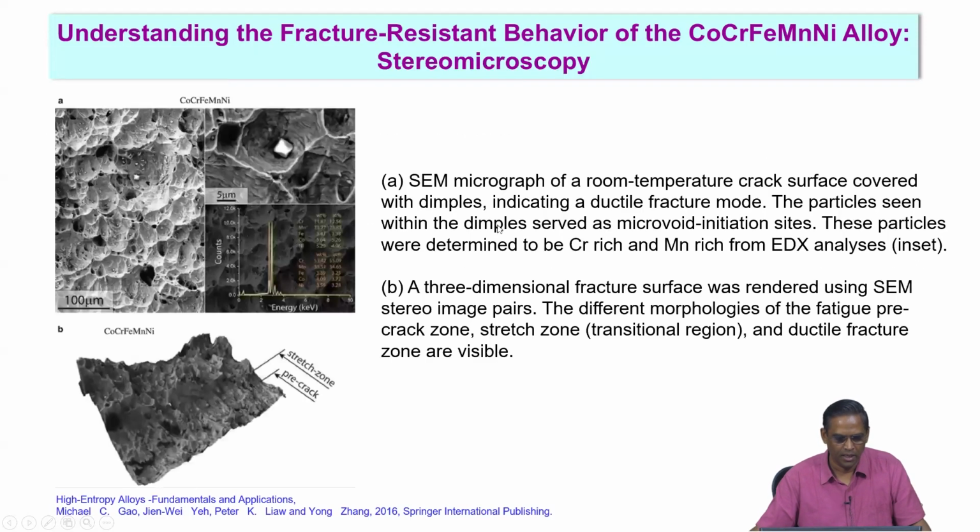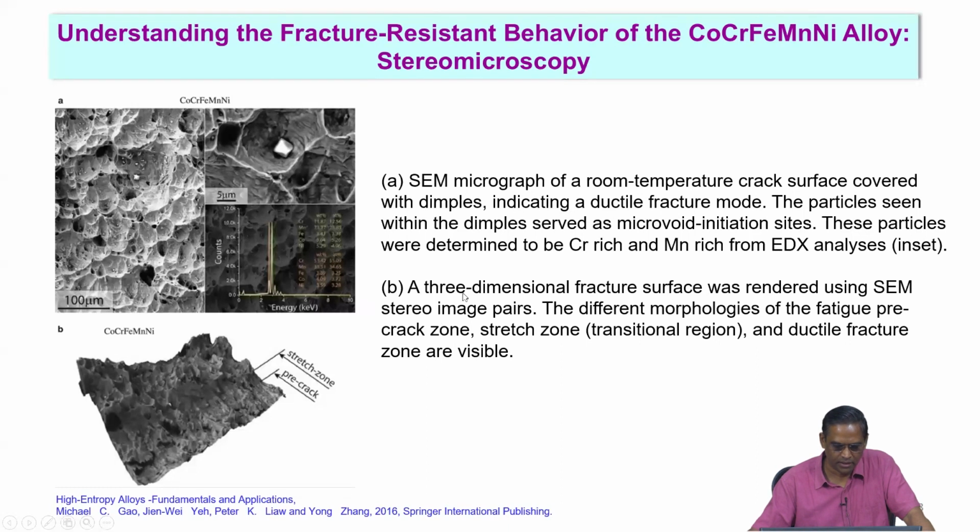Okay. And then what is that stereo microscopy I talked about? So this is what you are seeing here. This is an SEM micrograph of a room temperature crack surface covered with dimples, a lot of dimples you can see, which is an indication of ductile fracture mode. You are also seeing some of the zoomed surfaces. You can see all the dimples contain some particles inside. Okay. And these particles were determined to be chromium rich and manganese rich from the EDS analysis.